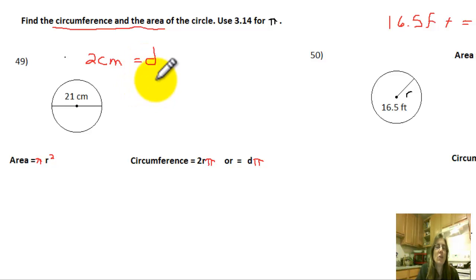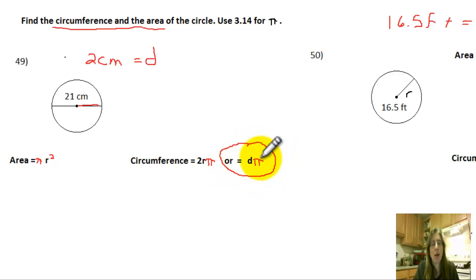So in this situation, when we solve for the circumference, we can choose one of two equations. 2 times r, which is simply the radius, is half of the diameter, so multiplying by 2 will give us the diameter, but they gave us the diameter. So we can use this equation here, which just has diameter times pi. So that's what we're going to do.